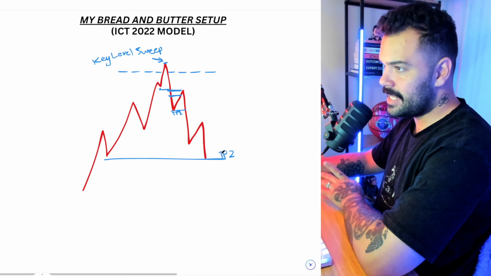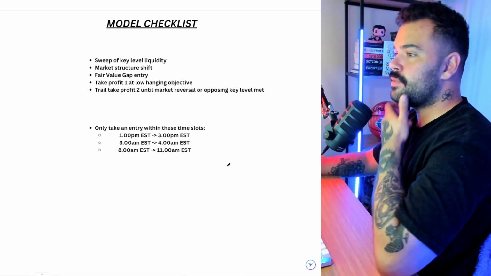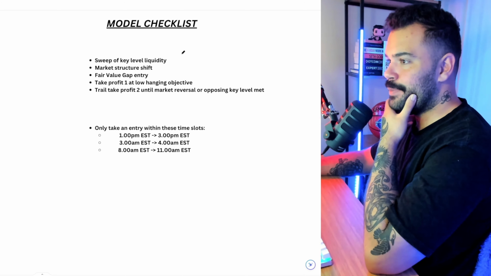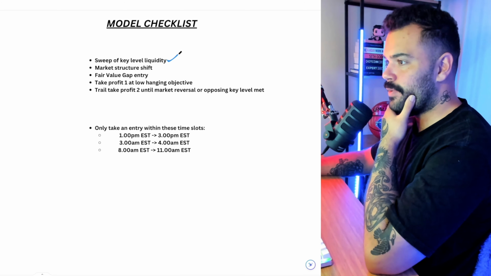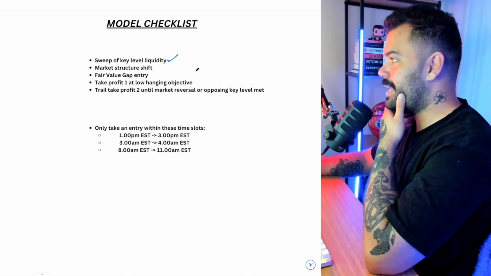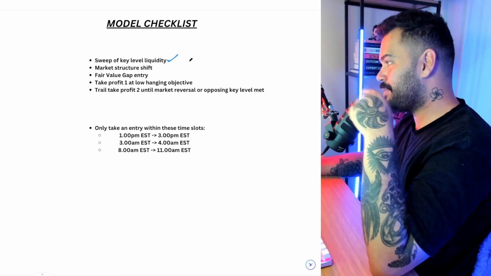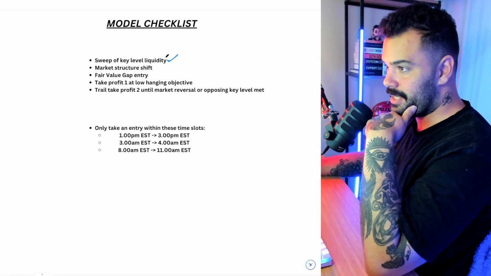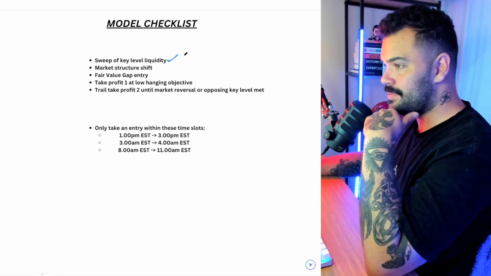So let's break this down a little further. Here are the rules that I follow with the model. This is like my checklist. So I'm waiting for, like we said, a sweep of a key level. I'll run into what key levels are next, but I have a video on that which I will link, on what a sweep zone is, as I like to call it. There are certain levels I look for. I'll quickly run through it in this video too.